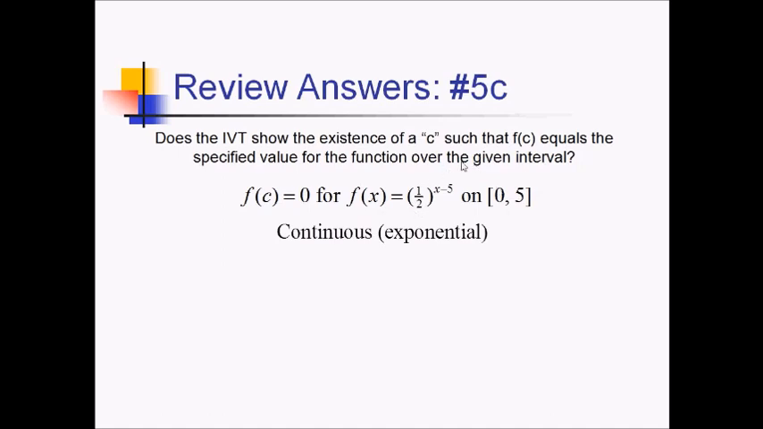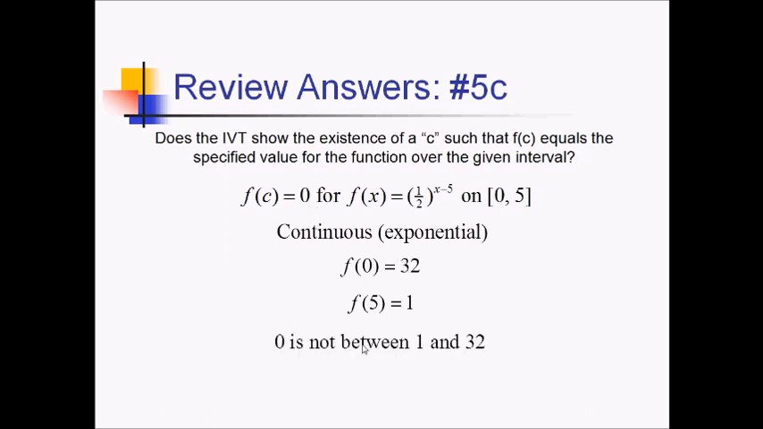So if I plug 0 in for x, I've got 1/2 to the negative 5. That's really 2 to the positive 5, or 32. Now if I plug 5 in for x, that's 1/2 to the 0 power, which is going to be just 1. Is 0, the y value we're looking for here, between 1 and 32? It is not. It just misses the cutoff.